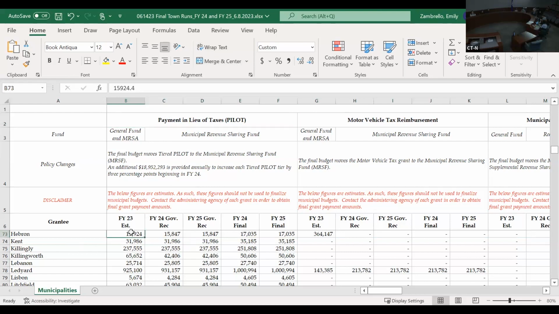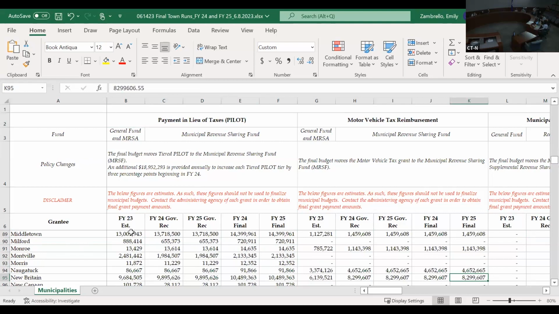And you'll see these are very small numbers, right? So compared to like Ledyard, who has a lot more non-tax exempt properties, so they're getting a higher reimbursement. This is a perfect example of how a lot of towns do not receive the motor vehicle reimbursement, right? So we see Hebron got it in fiscal year 23, but then no longer, right? We see that Middletown, though, is getting 1.45. That means that they had a much higher mill rate and we're taxing their residents much higher for motor vehicles. And now we are sort of making that more equitable.